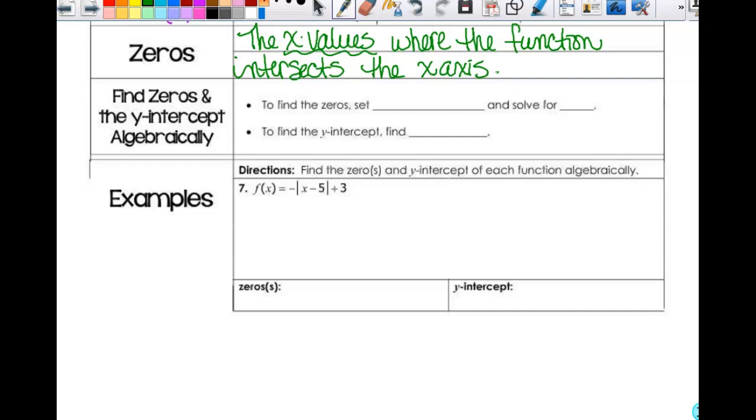When you want to find them from an equation and not picking them off a graph, to find the zeros, we set f of x, whatever our function is, equal to 0 and solve for x. Because guess what? Your x-intercepts or your zeros, that's when y equals 0, and that's what f of x is. When I want to find the y-intercept, I find f of 0. I just substitute 0 in for x, figure out my y. It's that simple.